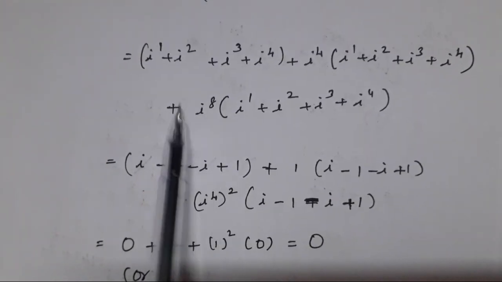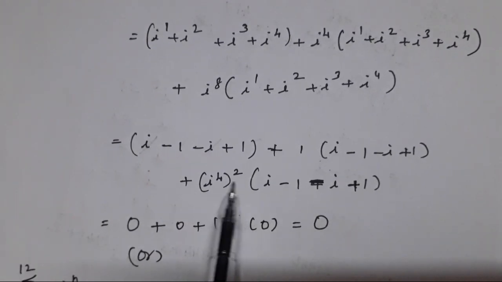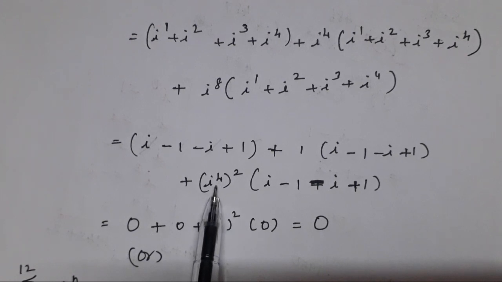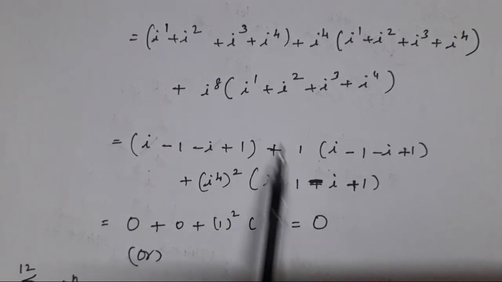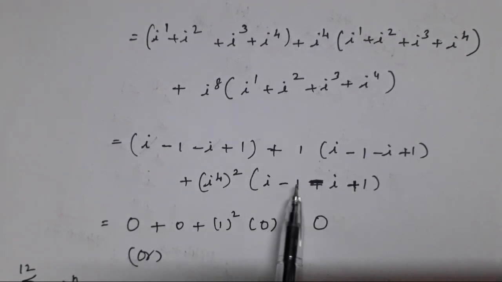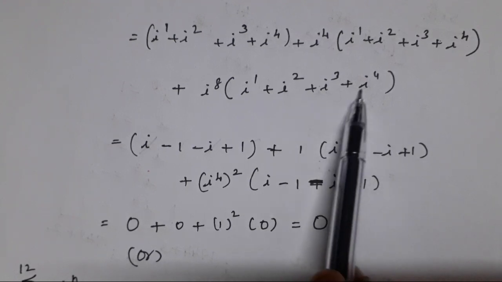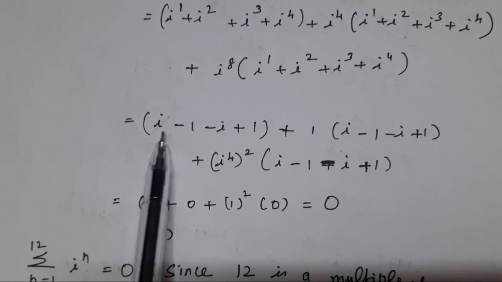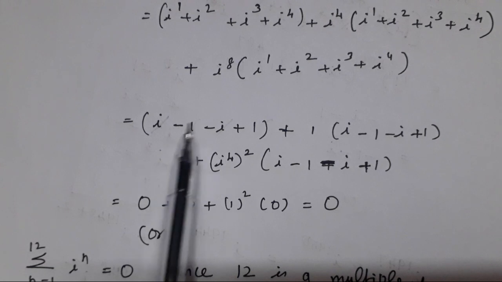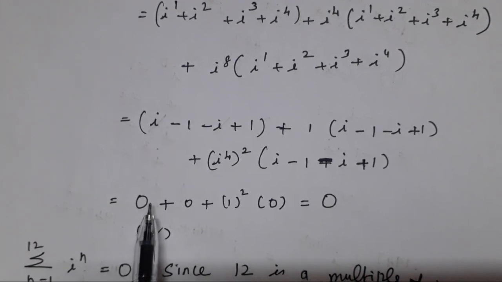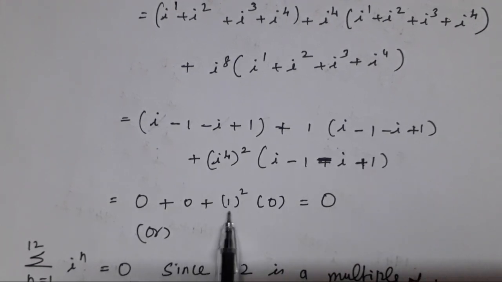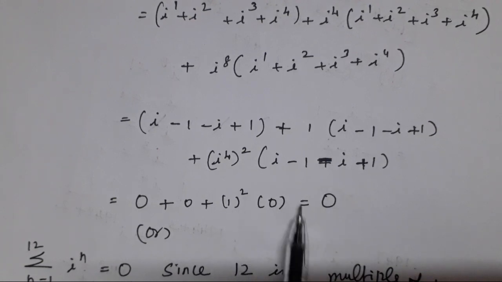Again, i^8 is rewritten as (i^4) whole square, because 4 twos are 8. i^4 is 1, so 1 square is nothing but 1. The same thing: i is i, i square is minus 1, i cube is minus i, i^4 is plus 1. Now plus i and minus i cancel. Minus 1 plus 1, what value do you get? 0. The second term is also 0, the third term is also 0. So the answer becomes 0.